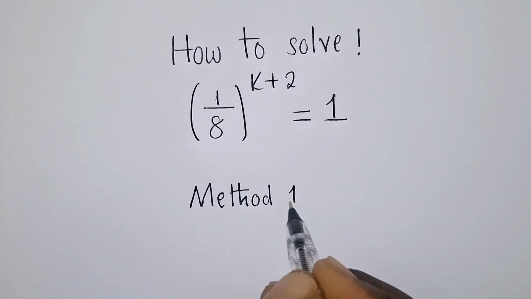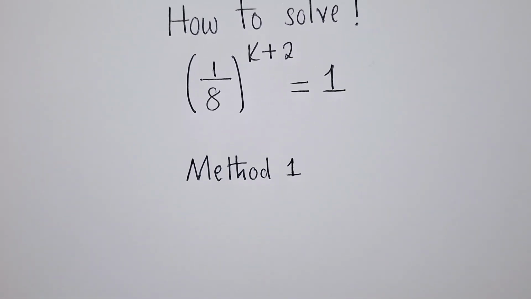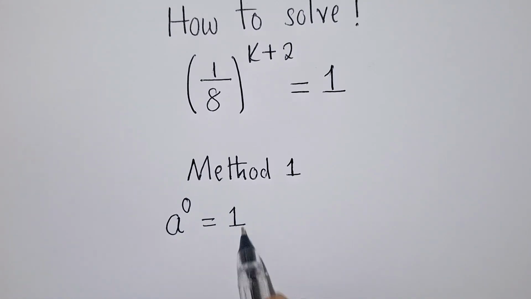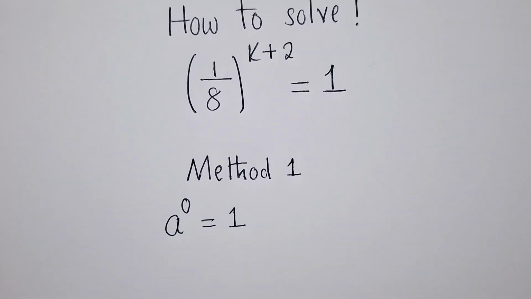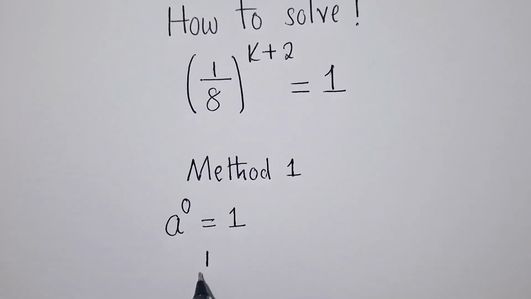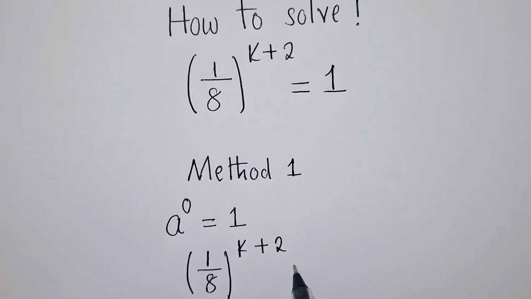Okay, method number one. What we need to do here is to use the property which says that when you've got anything to the power 0, we automatically get our answer to be equal to 1. So here, we'll just check the denominator, which is 8. So let's copy: you've got 1 over 8 power k plus 2, which is equal to 1.